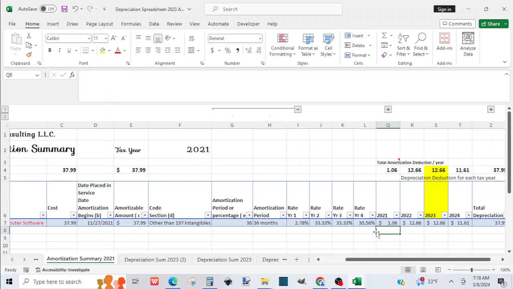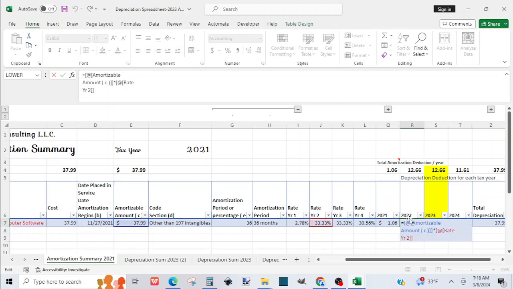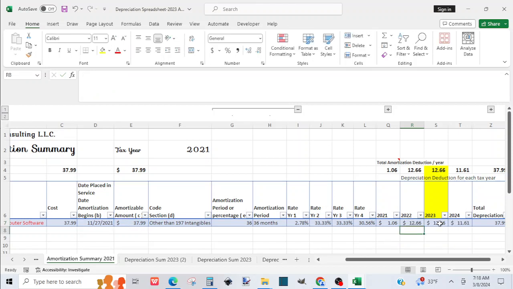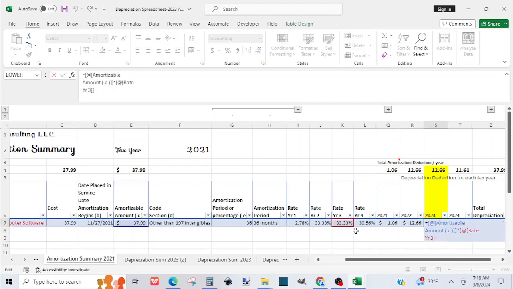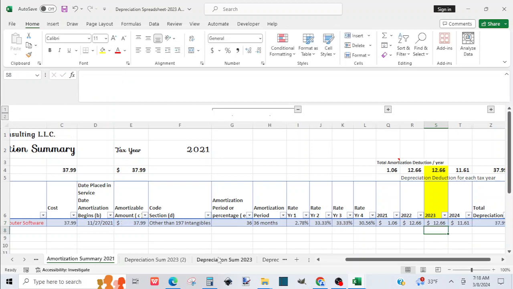The second year deduction is taking the second year rate times the same amortizable amount, the original one. And the third year deduction is taking the third year rate times the same amortizable amount. That amount is not changing, it's just the rate that is changing. And the total deducted should match the amortizable amount. That's how you know you did it right.